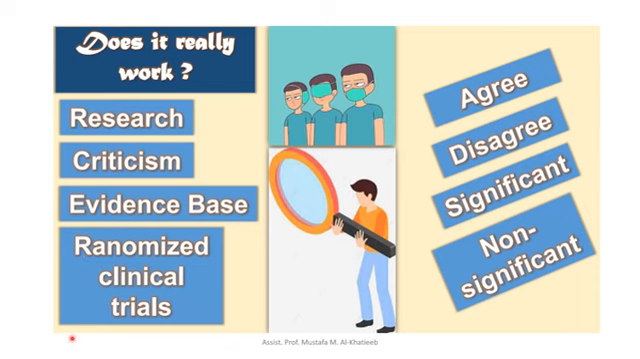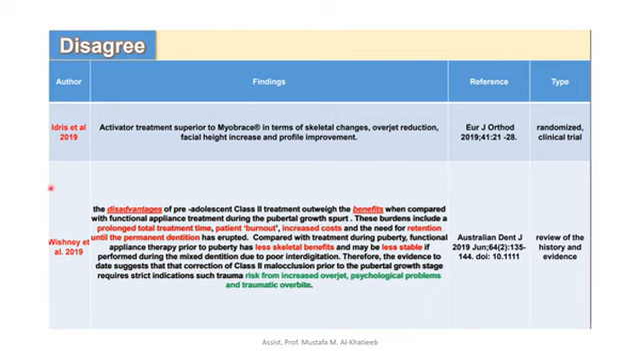Research, criticism, evidence-based, randomized clinical trials: agree, disagree. Many authors disagree in their findings that activator treatment is superior to Myobrace in terms of skeletal changes, overjet reduction, facial height decrease, and profile improvement. Other researchers show that the disadvantages of pre-adolescent Class 2 treatment outweigh the benefits when compared with functional appliance treatment during pubertal growth.